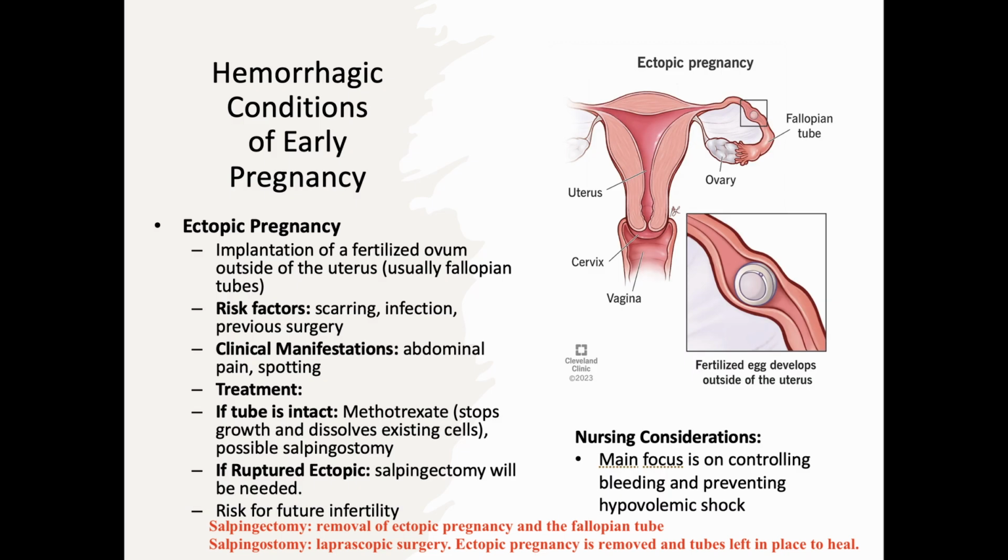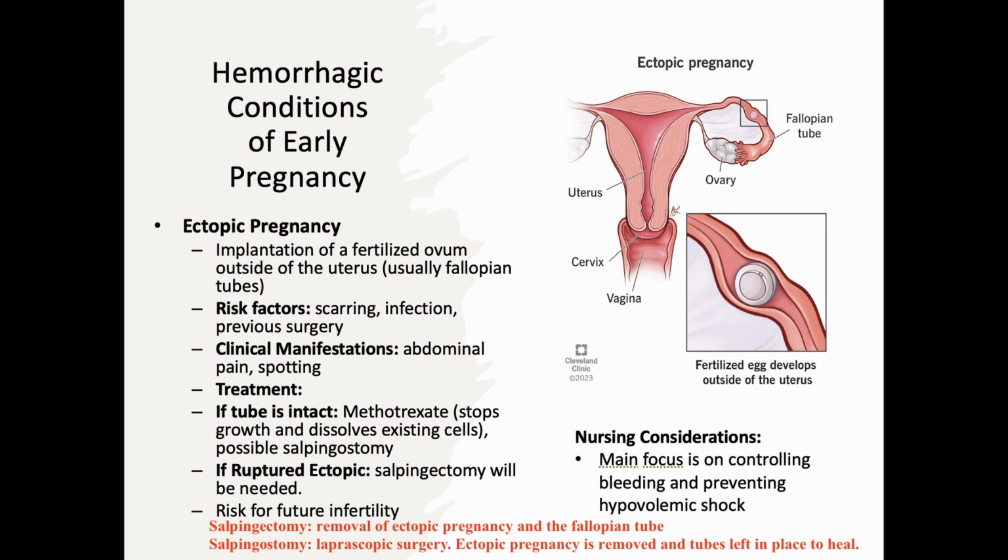Our risk factors for this, right? What's going to put somebody at increased risk is any scarring. So if they've had previous uterine surgeries, right? Anything that would cause scarring in the fallopian tubes, where then maybe it would get stuck on the way to the uterus. So scarring, infections, right? Certain gynecological infections can also cause this to happen. And then, like I just said, previous surgeries, right?